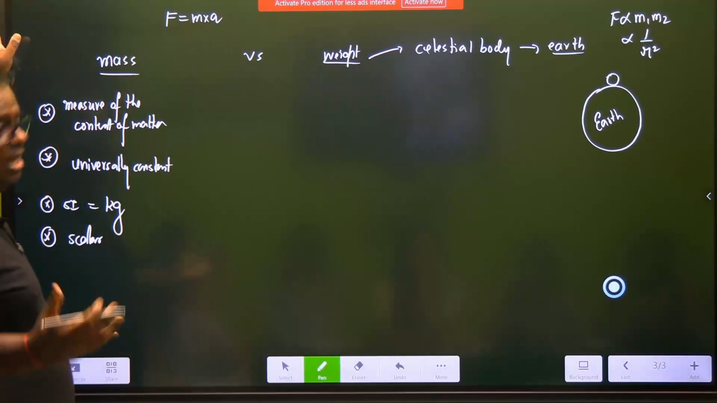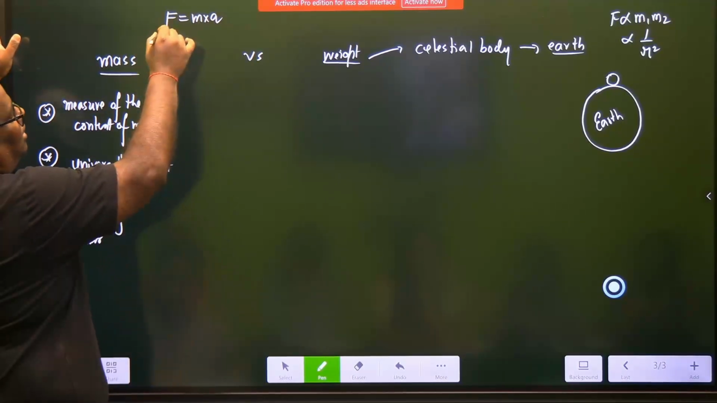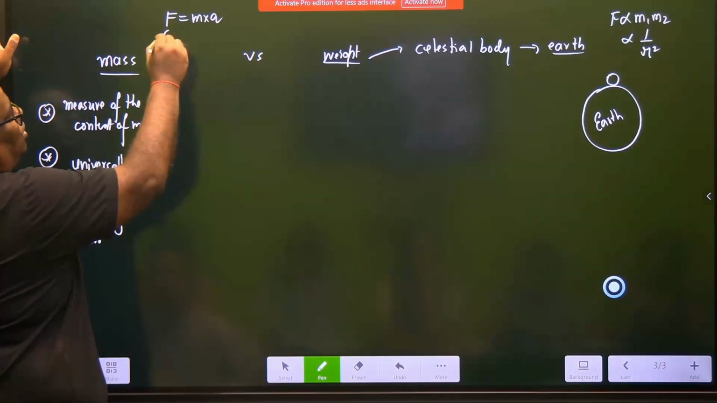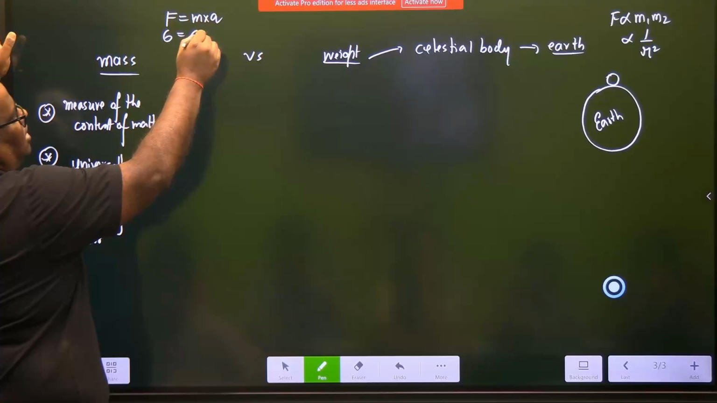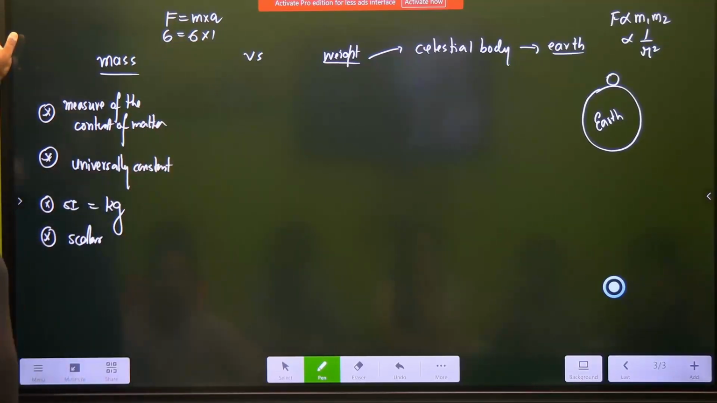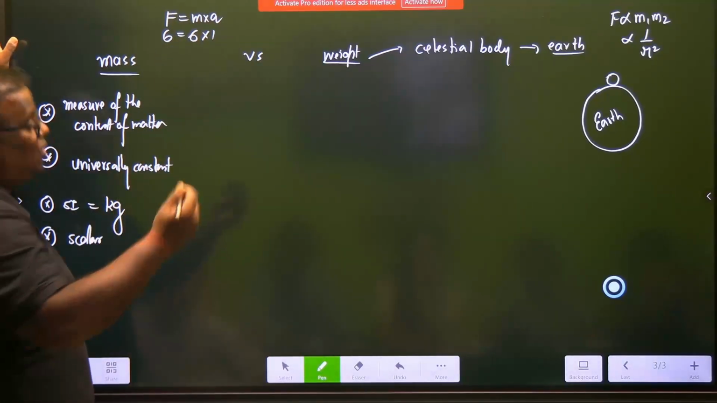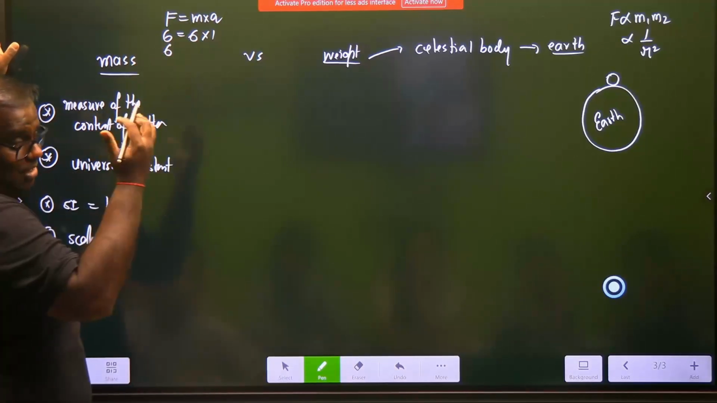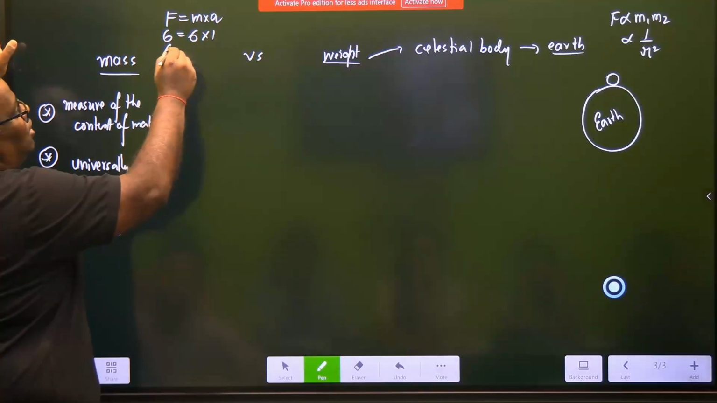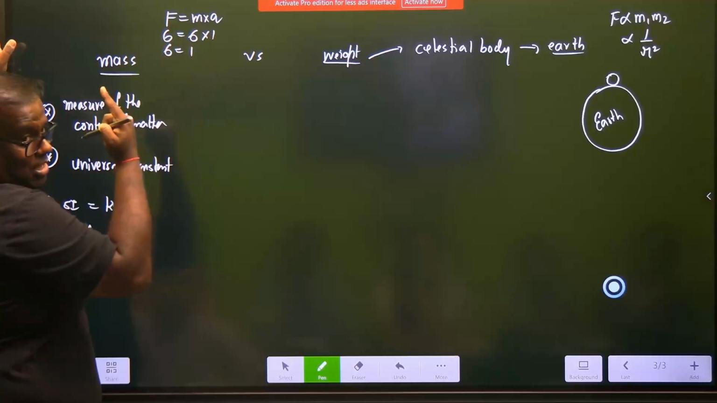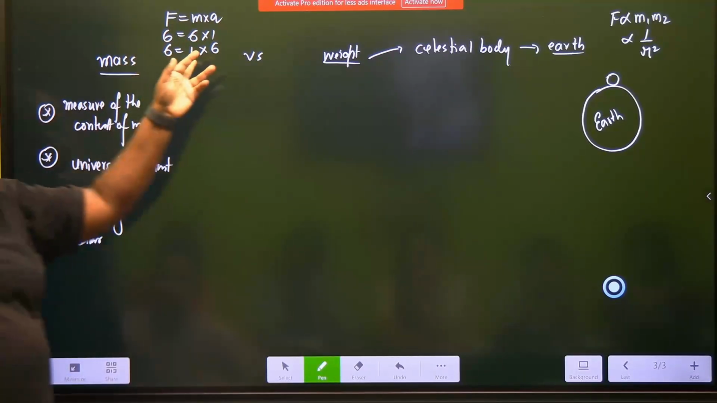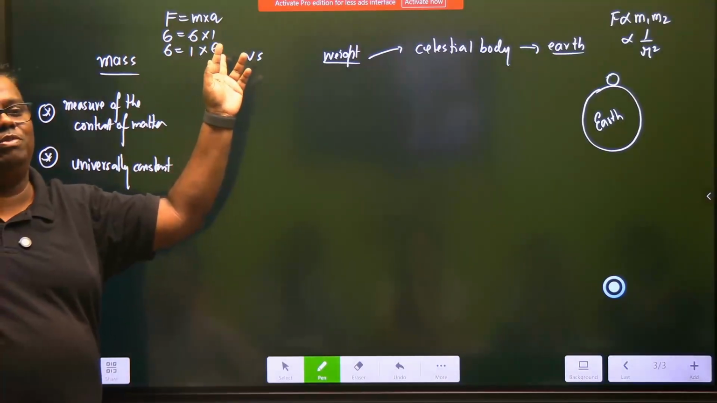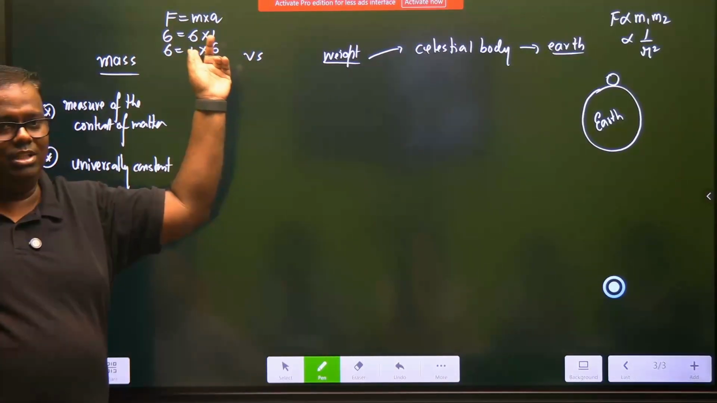So let's say the earth is pulling the apple with a 6 Newton force, and say the mass of the earth is 6, then its acceleration will be how much? 1. The apple is also pulling the earth, but the apple's mass is 1, so its acceleration is 6. So in whom will you see the movement? The movement will always be seen in the lighter body. Did you understand this example?